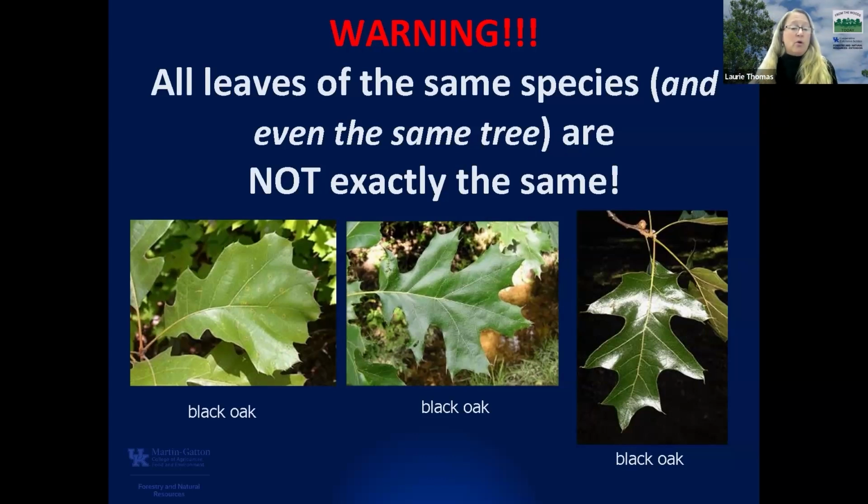This is true for our deciduous trees, like what we're talking about here. We also call those broadleaf. And it's true for our conifers or our needle type trees as well.